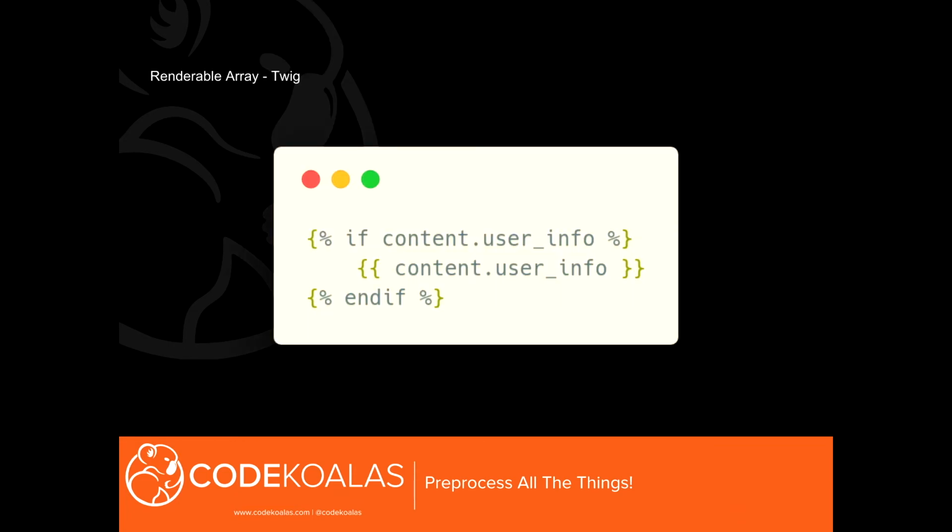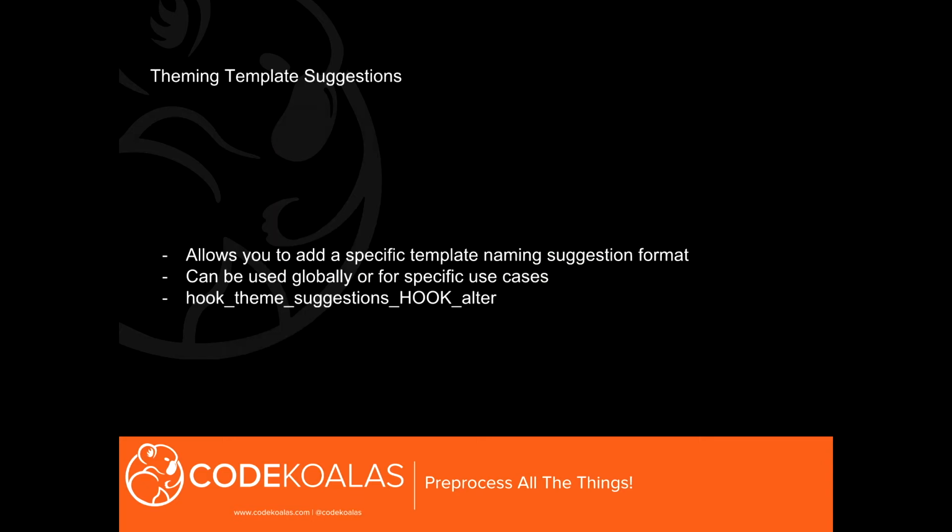So this is one of my favorite uses for preprocess functions. It's the theming, the template suggestions, or the template naming suggestions. So we all know you have a template, you have a node.html.twig, node.tpl.php. What do I name this page? How do we figure this out? What do we do? So this does it all.